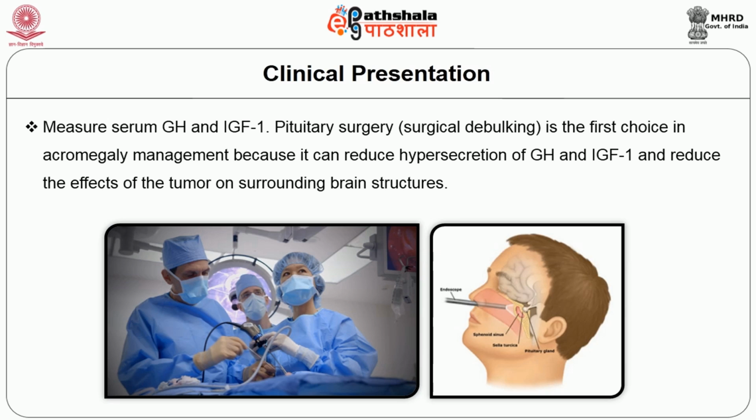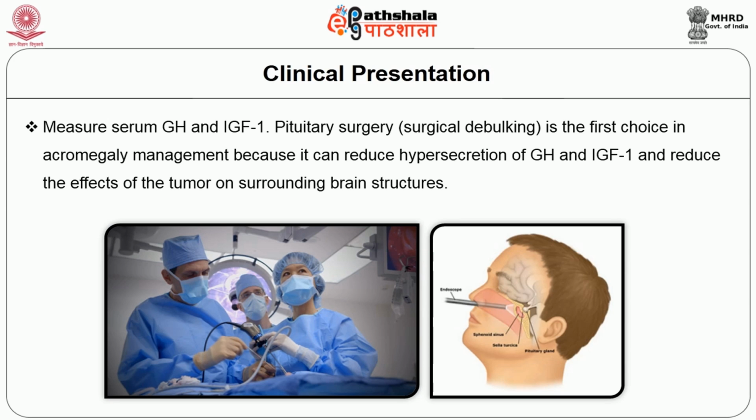The mode of treatment is surgical debulking, that is, part or the whole of the pituitary gland is removed. The mode of treatment is pituitary surgery, that is surgical debulking. Surgical debulking is the first choice in acromegaly management because it can reduce hypersecretion of growth hormone and insulin-like growth factor 1 and reduce the effect of the tumor on surrounding brain structures.